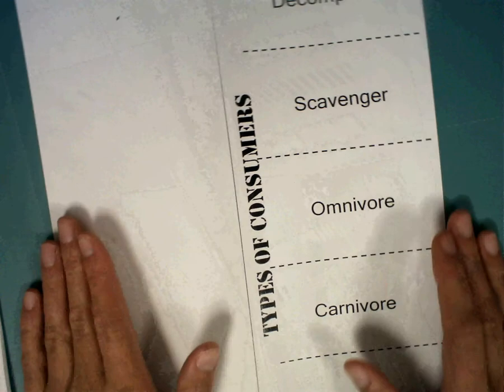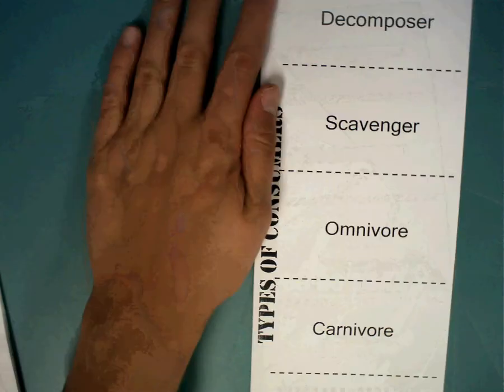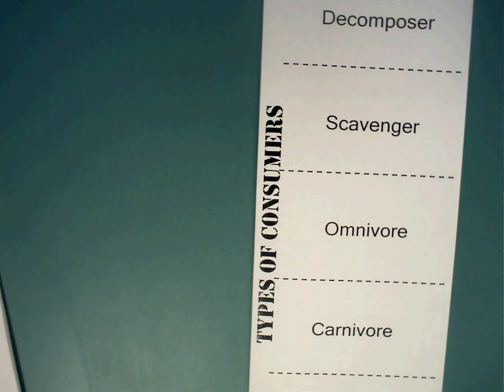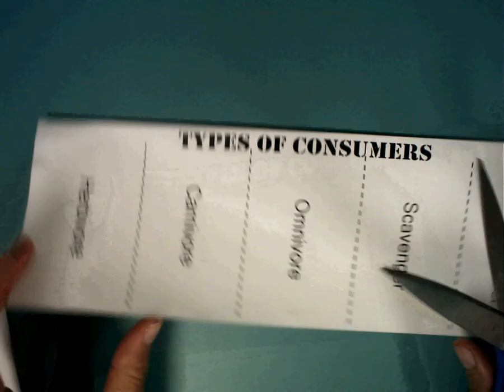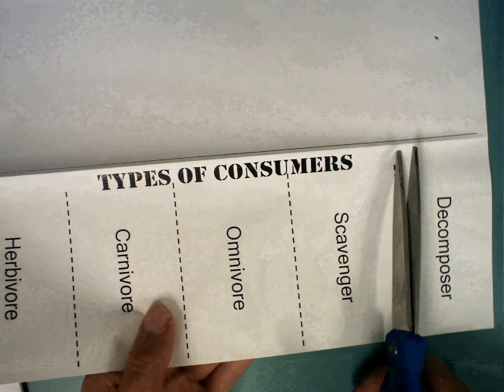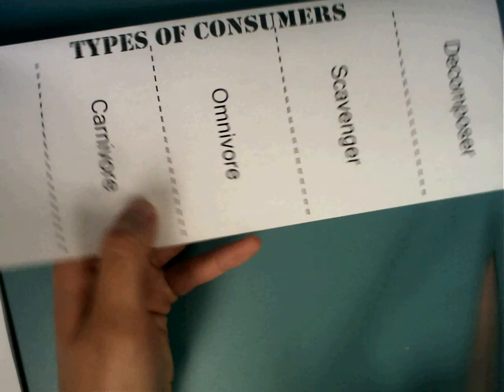Okay, guys, we're going to go ahead and complete this types of consumers foldable. So the first thing I need you to do is take your paper and fold it in half this way. Okay? Fold it in half that way. First thing you're going to do. The next thing I need you to do, just like we do on every other foldable, is cut on the dotted lines just to the fold. You're not cutting all the way through, right? Not cutting all the way, on this page too, just on this top one.